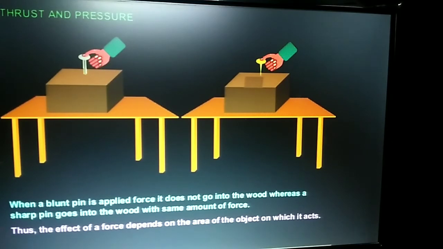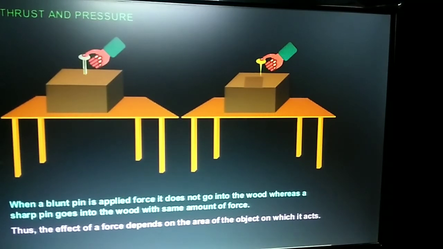It is difficult to hold a school bag having thin straps as compared to a bag with broader straps. Similarly, if we push our thumb on a piece of wood, the thumb does not go into the wood, but if we push a drawing pin into the wood with the same force using our thumb, the drawing pin goes into the wood. It means that along with the magnitude, the effect of force also depends upon the area of contact between the two bodies.